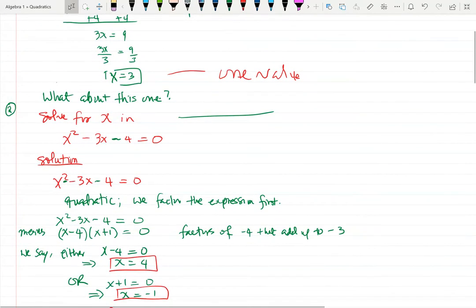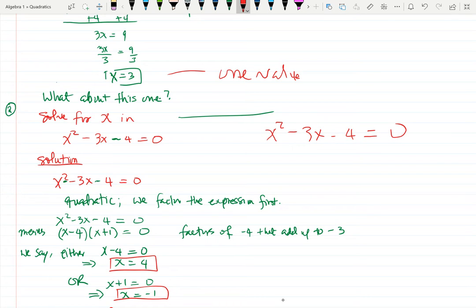Now what about this example 2? Solve for x in this equation: x squared minus 3x minus 4 equals 0. Here you see this x has a 2 on it, so it's a polynomial with degree 2. When you solve for these, typically you're going to have two values of x.